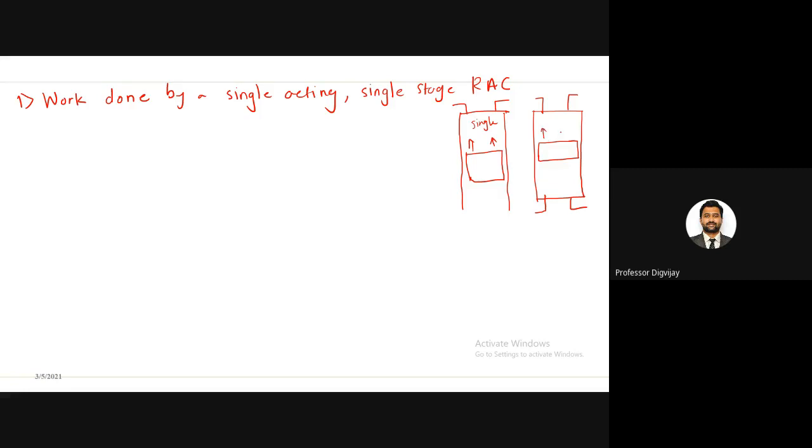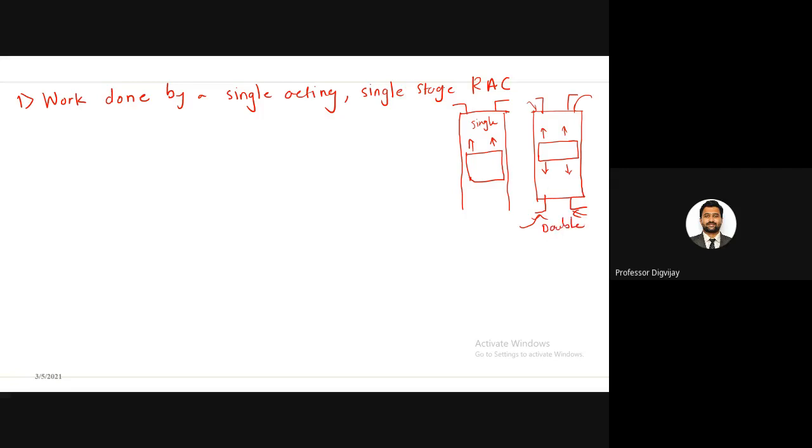When the piston moves in this direction, suction will be created and air will move inside. When the piston is moving in the other direction and compressing or delivering the air, suction will be created on this side. So this is nothing but double acting, meaning we are making use of two faces of the cylinder. Single acting versus double acting.